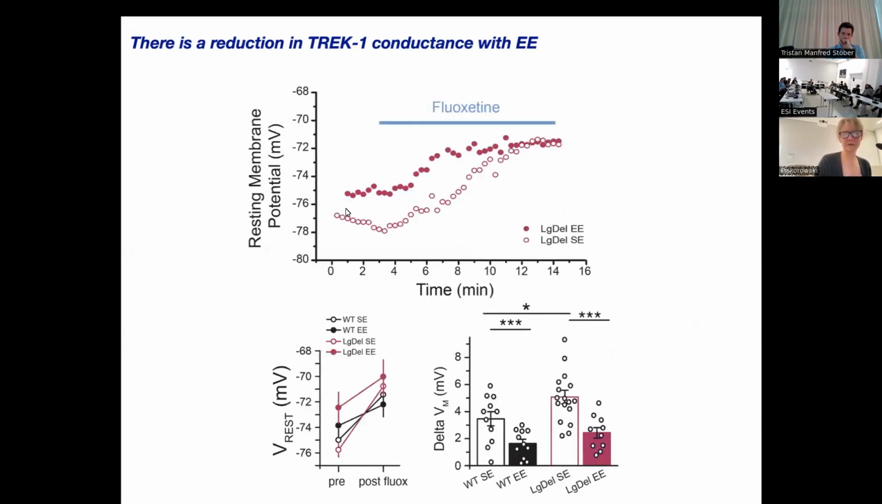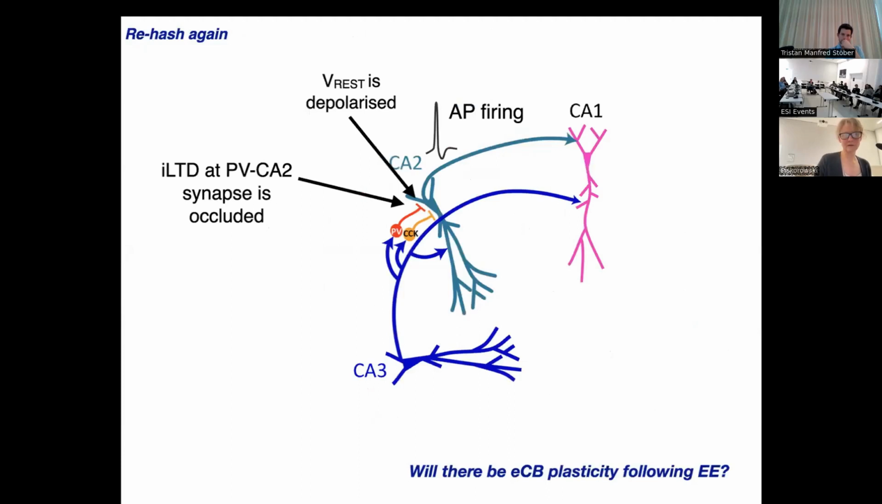And just showing again more of the evidence of the fluoxetine, you see that the membrane potential becomes more depolarized, all reaching about the same place for the deletion and the wild type animals. And just another rehash again. So you have this iLTD is occluded. We have less inhibition here. VREST becomes more depolarized in both the wild type and mutant mice. These guys can fire action potentials. Then interacting with a novel mouse will induce this ECB plasticity, allowing them to encode and learn. And you have nice normal behavior, right?